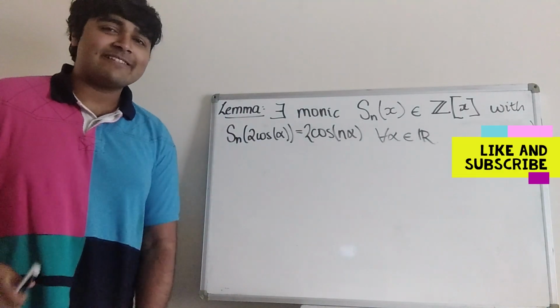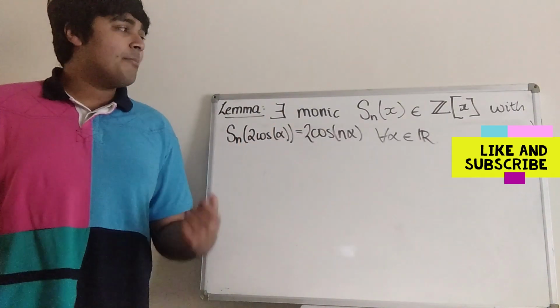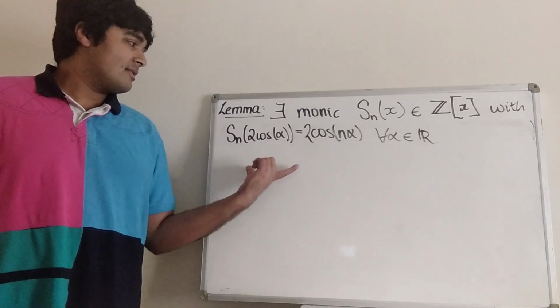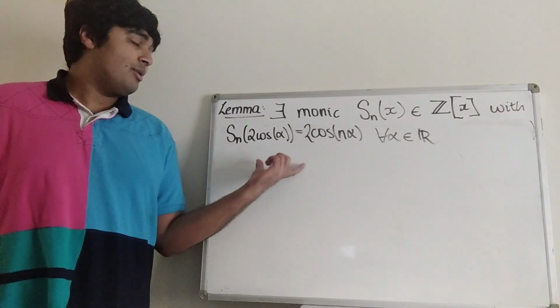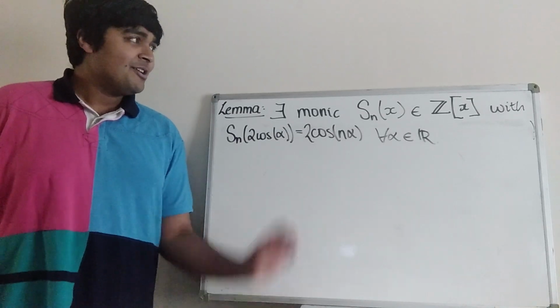Okay, so the first part of this solution is to state and prove a lemma. And this lemma says that there exists a monic polynomial Sn of x with integer coefficients with the property that Sn of 2 cosine of alpha is just equal to 2 cosine of n alpha. So let's quickly break this down.